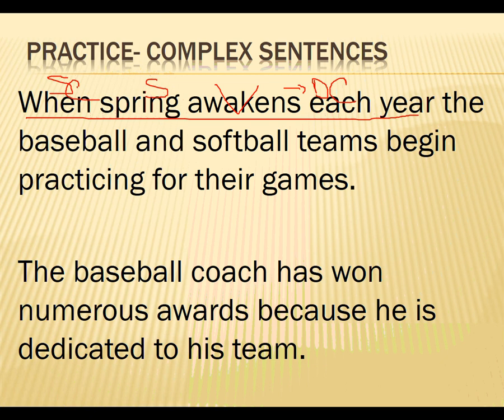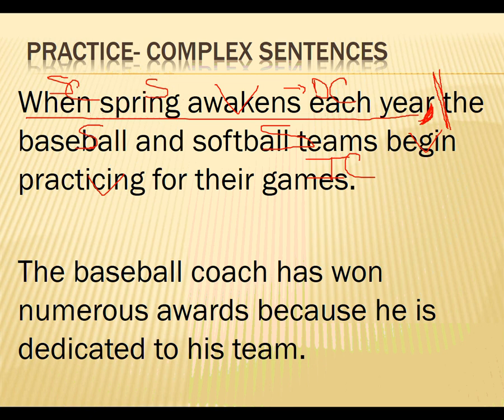When the dependent clause comes at the beginning of the sentence, I must add a comma. Now I need to identify where the independent clause begins so I know where to add the comma. The next subject I see is the baseball and softball teams. The verb is begin practicing. The rest of the complete idea is the phrase for their games. This is the independent clause. A comma goes between the dependent and independent clause. So I put my comma where the clause shifts. Now my sentence is punctuated correctly.